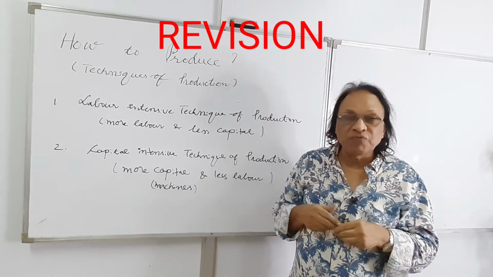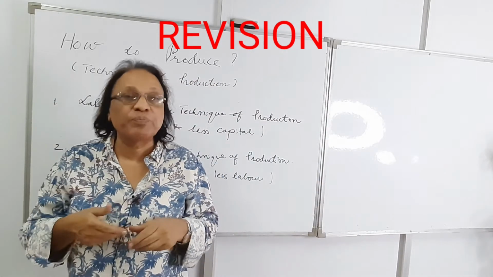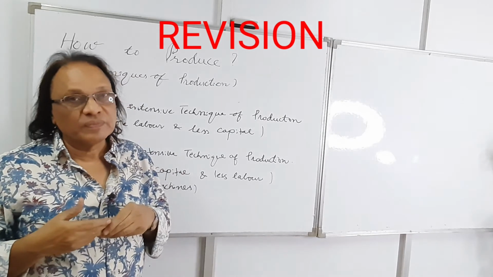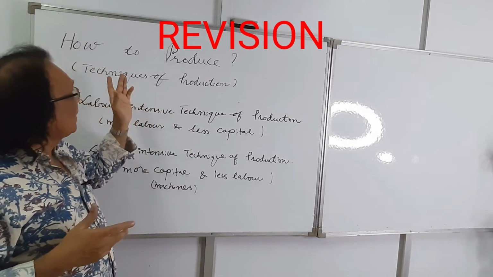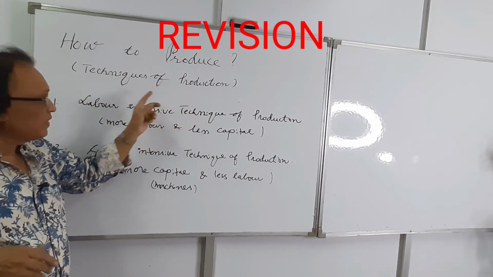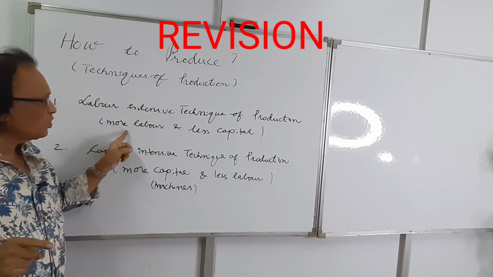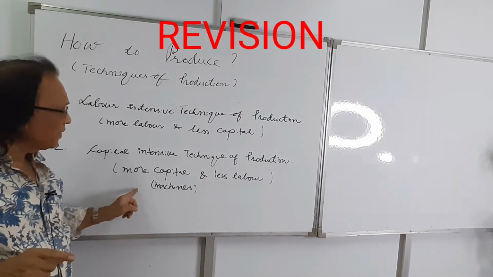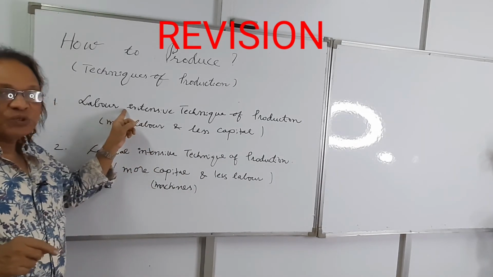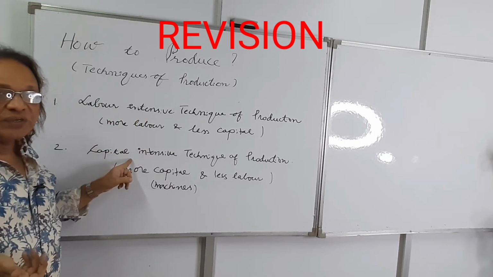So the guiding principle for any economy is to choose that technique of production with which it can produce a commodity at the cheapest cost possible. So how to produce? It deals basically with the techniques of production, labor intensive and capital intensive. Under labor intensive, more labor and less capital. Under capital intensive, we use more capital and less labor.